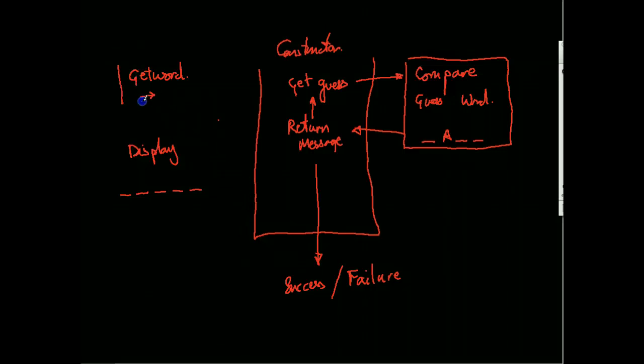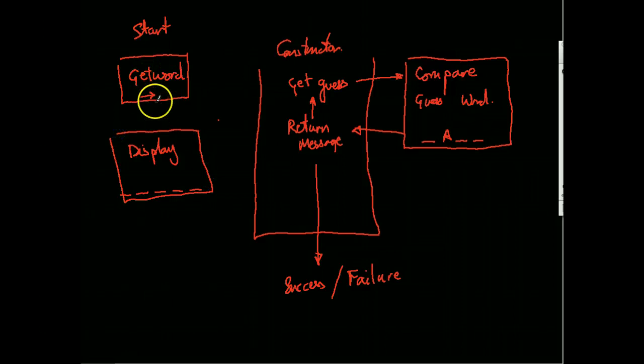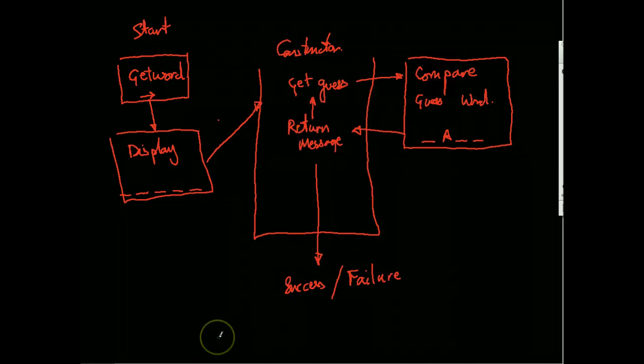So it starts here. This is the start of the procedure. When we instantiate the object, it will start here. It will call a constructor, which actually then calls this stuff, but it will get a word. It will then change that word into a display word. It will then go into a loop, which will get the guess, compare, return a message, and loop through there, and then it will finish with a success or failure. So that's the first map of our program. Let's go and build it.